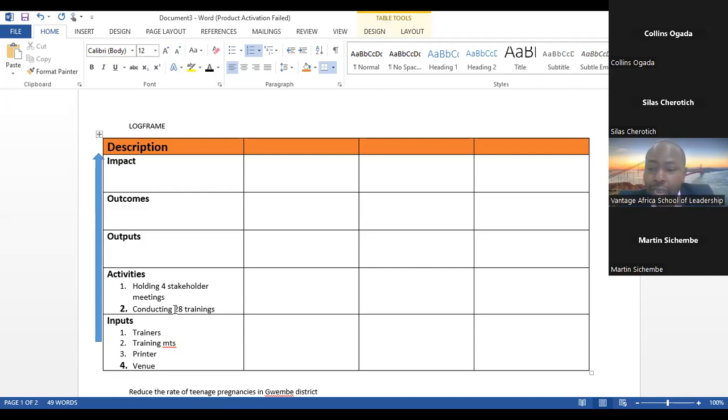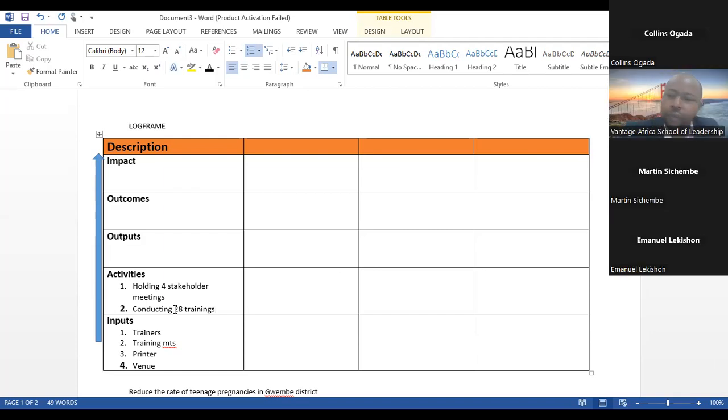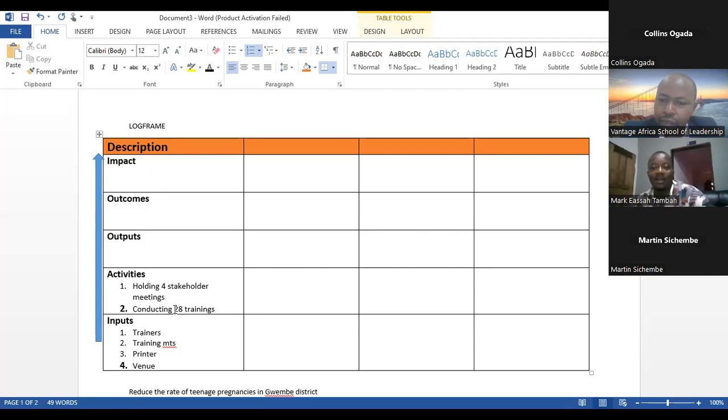You can add things like identifying the trainees, registering them, hiring a venue, and all those kind of things. Right? So you can have as many activities as you want. Can we, before holding a stakeholder meeting, say stakeholder mapping? Is it prudent, because you don't know the stakeholders? You have to do their mapping and know which ones to actually invite.